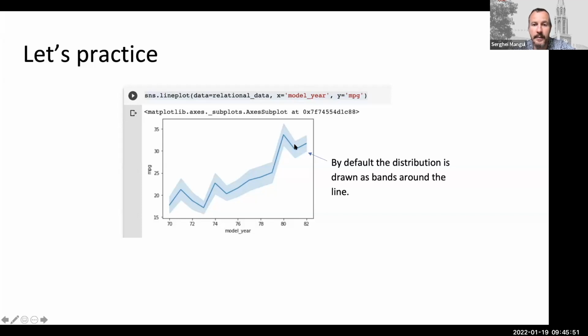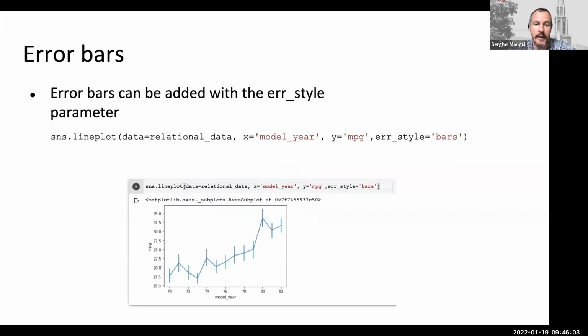So by default, you see there is a line here, but there is some band around the line. And this is how it's done by default. If you want to change that, if you want to switch to error bars, very similar to the bar plot, then this is how it will look. What you need to do is change err_style, error style, to be bars, rather than the band around it.